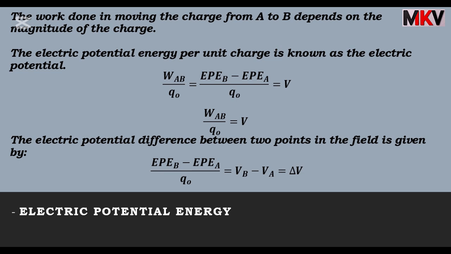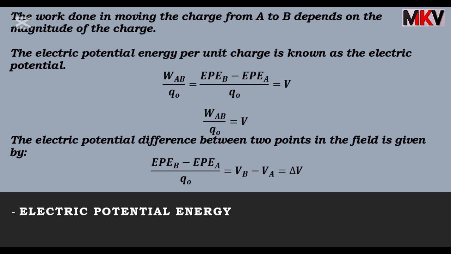So, to get to the work done, the magnitude of the charge is very important. Therefore, the electric potential energy per unit charge gives the electric potential. So, the electric potential equals the work done over the test charge or the unit charge. That is the electric potential.